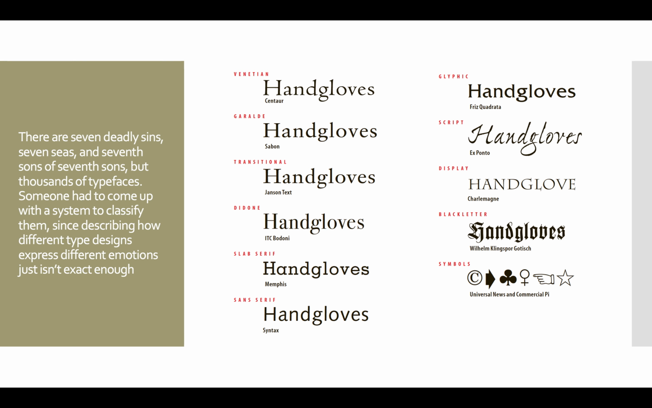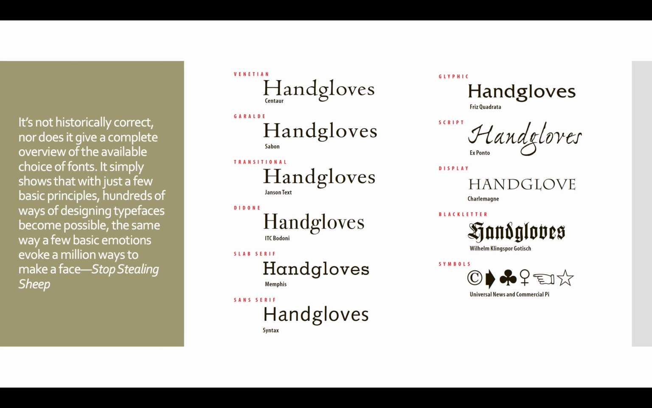So there are lots of different ways that you can talk about serif fonts. As you can tell, there's so many different kinds. But we're going to talk at a top level in terms of just serif, sans serif, and then things like display fonts. But you can see here that there are large variations even within serif fonts. As you can see, it doesn't give a complete overview of the available choices of fonts. But there are a few basic principles, and there's hundreds of ways of designing typefaces. So we can think about what different ways of combining these things can give different meanings.